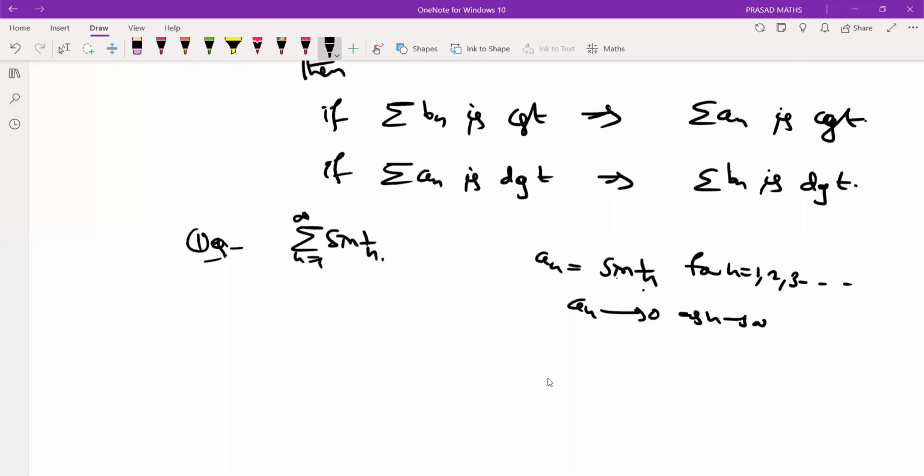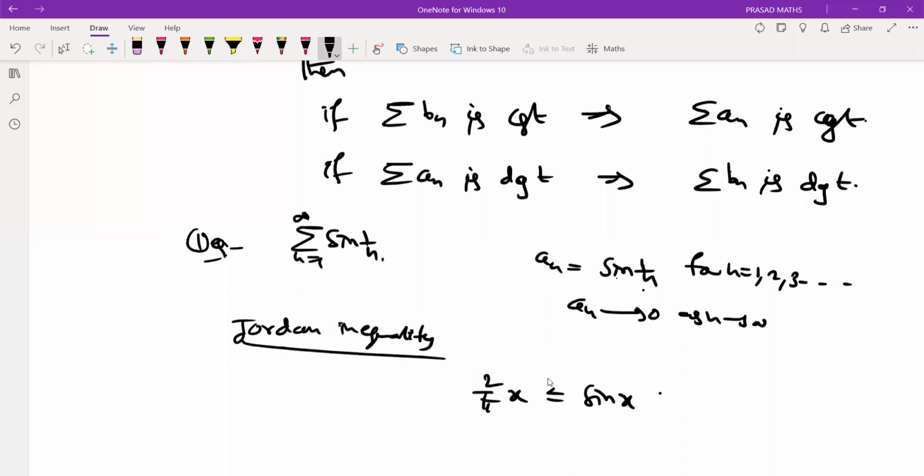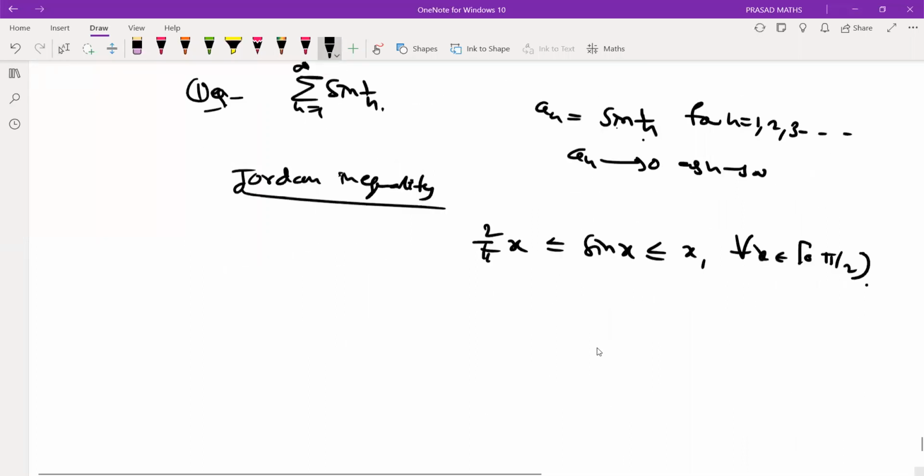Right? So this is called Jordan's inequality. It is a powerful inequality. I don't want to prove it. This is a very simple technique, but you need to remember this. In series, 2 by pi into x less than or equals to sin x less than or equals to x for every x belongs to closed interval 0, pi by 2. Right? This inequality is always true for every non-negative real number lying between 0 and pi by 2. This is my Jordan's inequality.